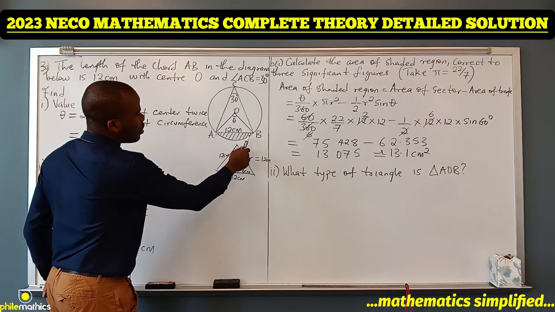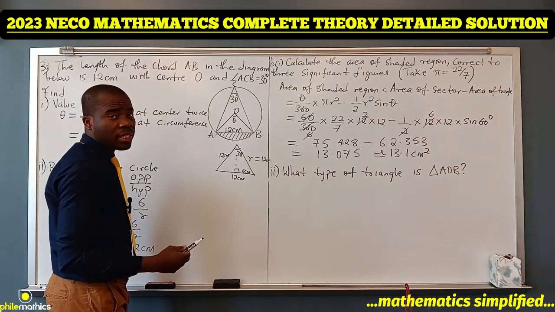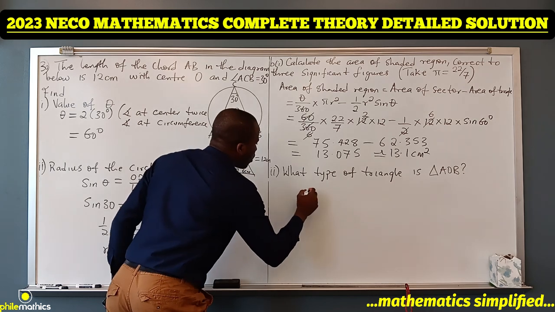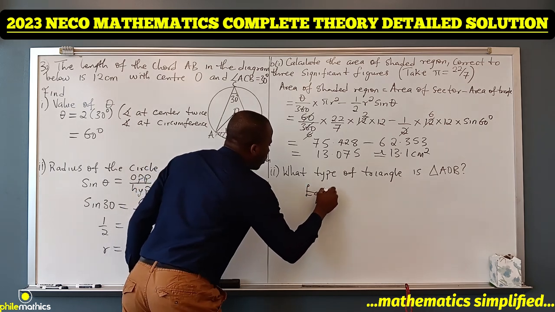This second problem says, what type of triangle is this? Since the base is 12 cm and the radii are 12 cm, this is an equilateral triangle.